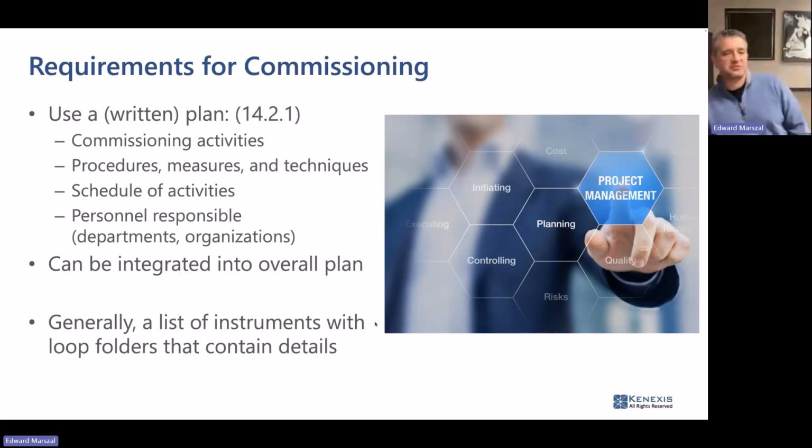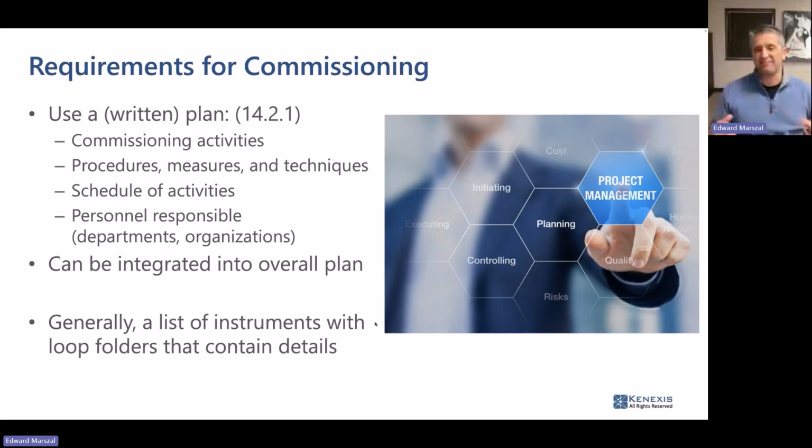Okay, the requirements. So in the standard, clause 14.2 says you need to have a written plan for how you're going to do this. State of the art for a written plan is a little bit sketchy. I'll show you where we're going with that. But that plan needs to contain a list of what the commissioning activities are. It's going to need to include procedures that you're going to use to perform the commissioning.